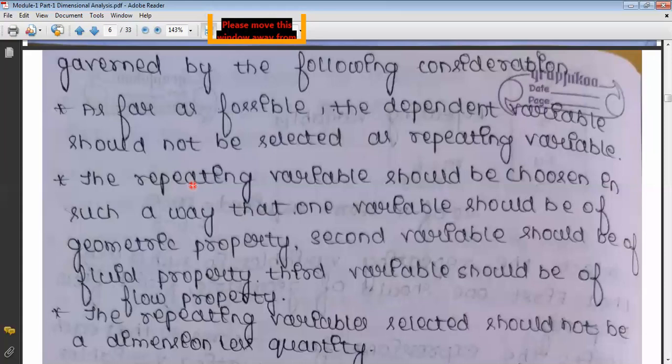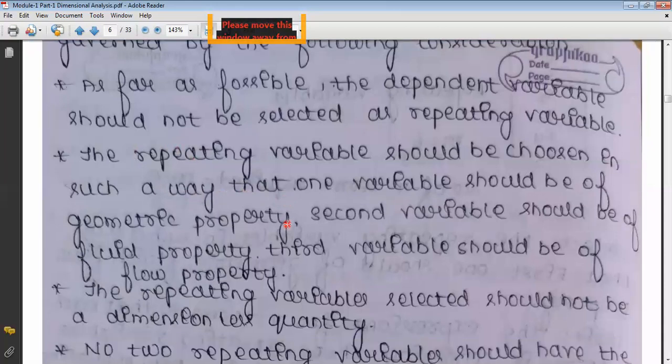So how many repeating variables do you have to choose? Majority of the times it is three. One should be of geometric property, usually we take it as length or any quantity which has unit meter. The second will be a fluid property like density, viscosity, surface tension. The third repeating variable should be velocity, acceleration or any one. So you have to select three repeating variables. So very, very important.